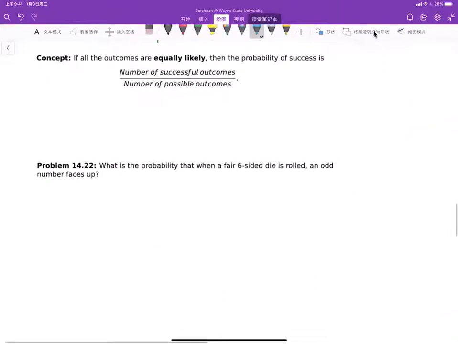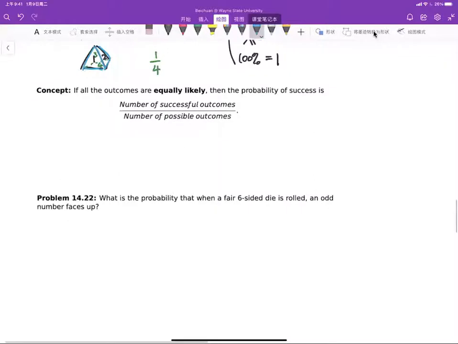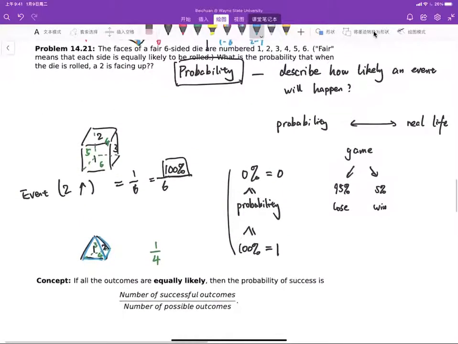So then we can have the next concept. If all of the outcomes are equally likely, then the probability of success is the number of success outcomes over the number of possible outcomes. So in the problem 14.21, the number of success is 50% because half of the numbers are odd.